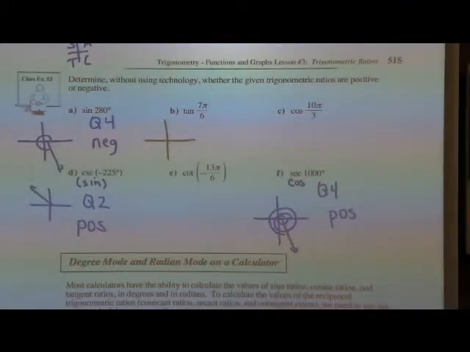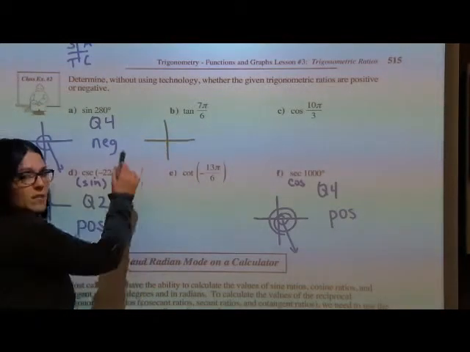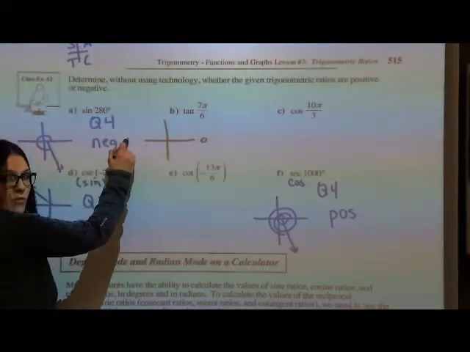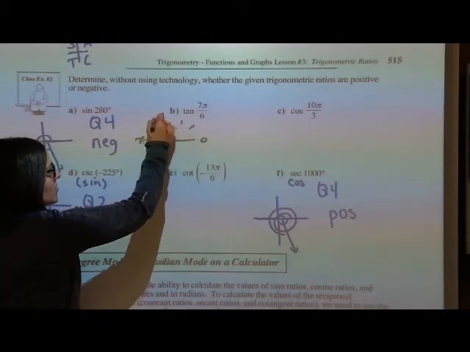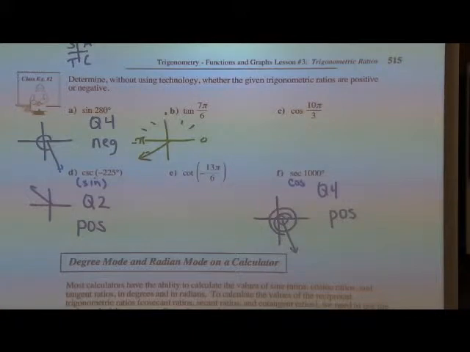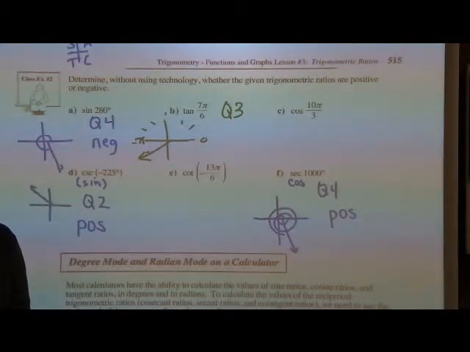Now let's look at these radian measurements. 7 pi over 6. How do I graph that? You split the top side into 6, so each half gets split into 6. If this is 0 radians, what's this over here? Pi radians. So if I have 6, that's 1, 2, 3, 4, 5, 6, and there's 7. What quadrant am I in? Quadrant 3. And in quadrant 3, what is tan? Positive.